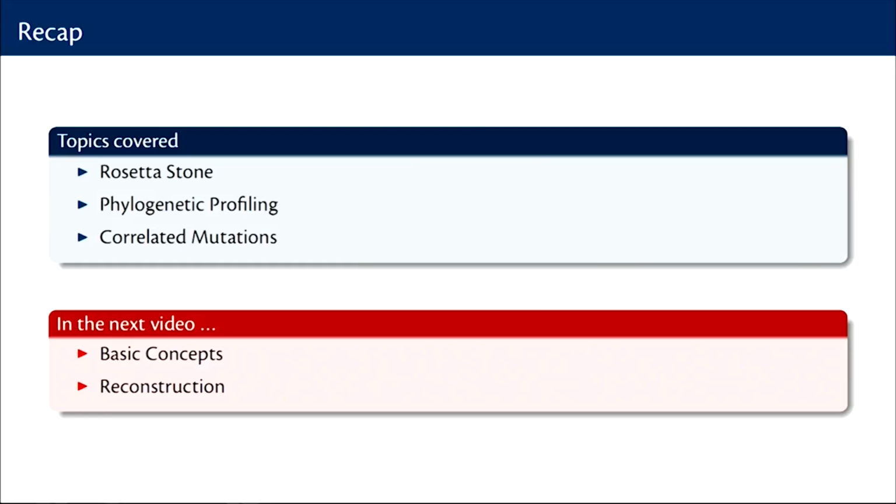So, I hope you had an overview of some of the interesting concepts underlying the reconstruction of protein interactomes, basically methods such as domain fusion or Rosetta Stone, phylogenetic profiling, correlated mutations and so on. In the next video, we will move over to signaling networks, where I will give you some basic concepts and talk to you about how we go about reconstructing signaling networks.